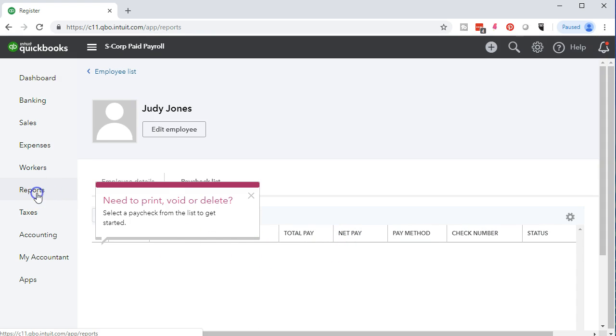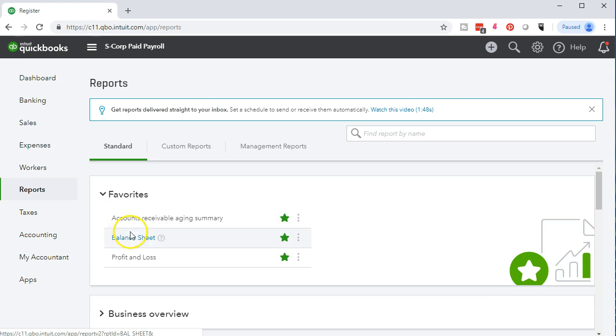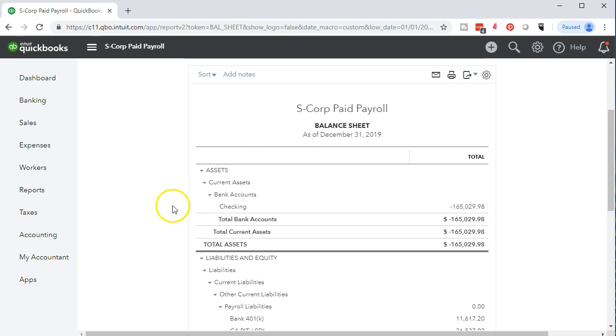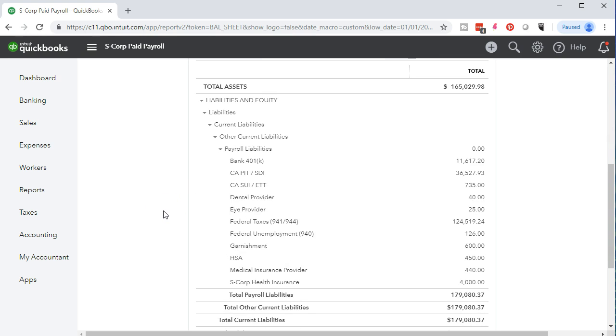So if we go to the reports on the left side, we'll take a look at the balance sheet report, and we'll run this report at 01/01/19 to 12/31/19 for 2019 and run that report. All this information is payroll related. The liability from what we withheld from the employee and the employer portion of Medicare taxes is in this number. This account was set up by default by QuickBooks.